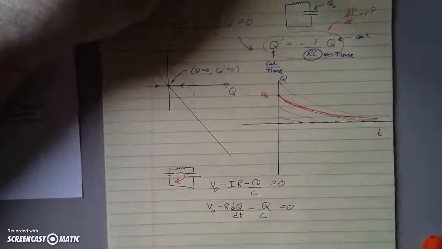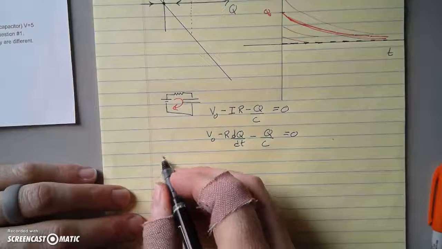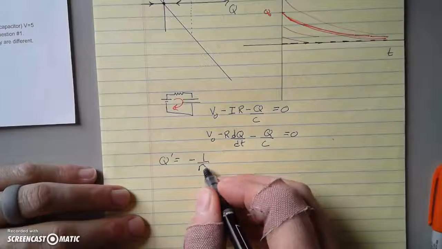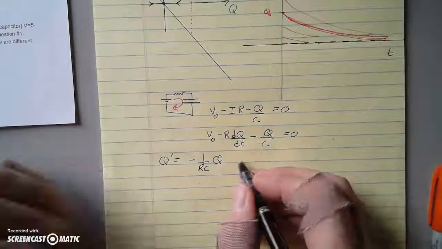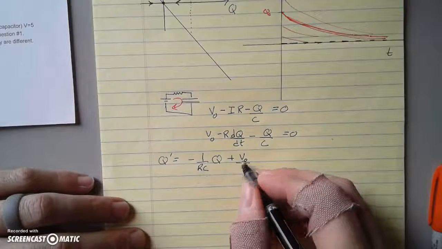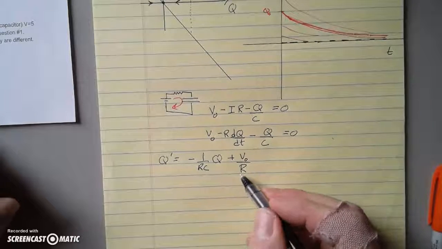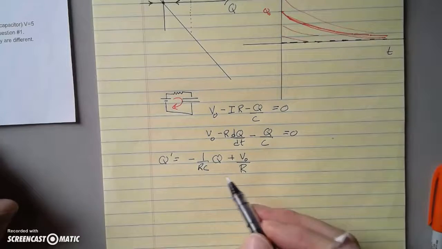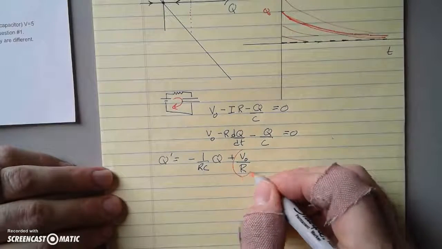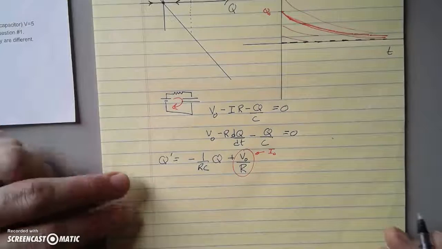Let's chat about this briefly. Rearranging things, we're going to have Q prime equals minus 1 over C Q plus V naught over R. Notice this has units of current. It's an initial current. So we can check our units as we go along. Little physical things, I'm sure there's lots of them I'm not mentioning.